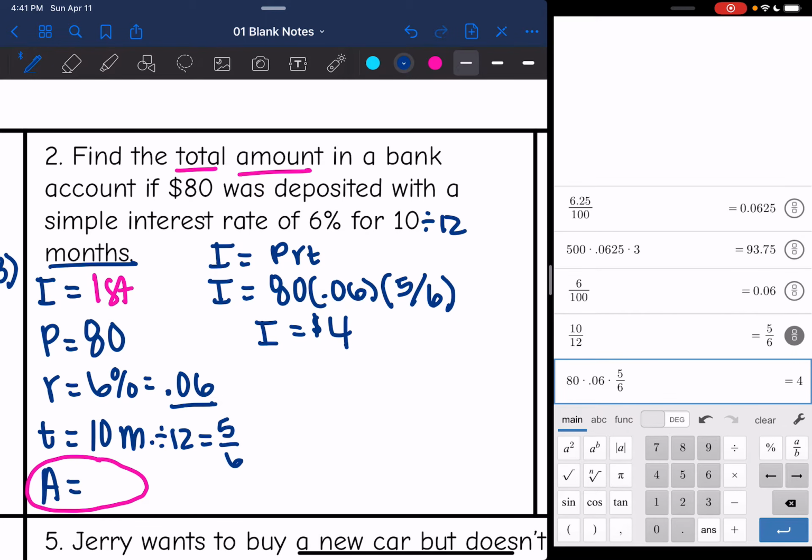But remember, the question was asking for the total amount. And to find the total amount, I do the interest plus the principal. Now I can do this since I have the interest. The interest is $4. So the total amount will be the $4 interest plus the principal of $80, which is $84.